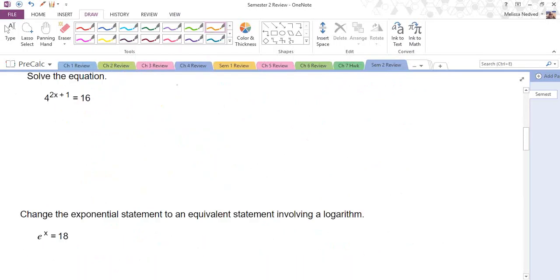As a reminder, by definition, a function is an exponential function if x is in the exponent. So if x has a power, that's a polynomial, like x cubed or 5x squared. If x is in the exponent, like we see here, 4 to the 2x plus 1, this is an exponential function. So be aware of the differences there.